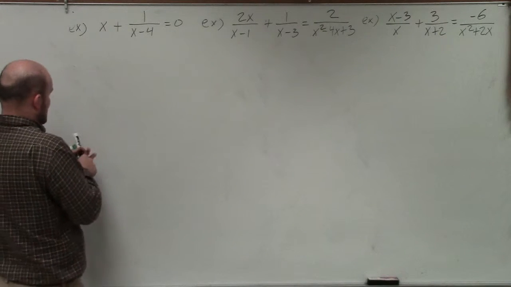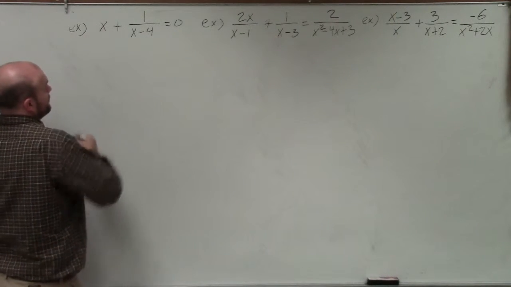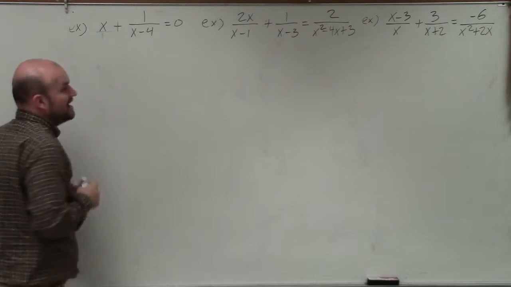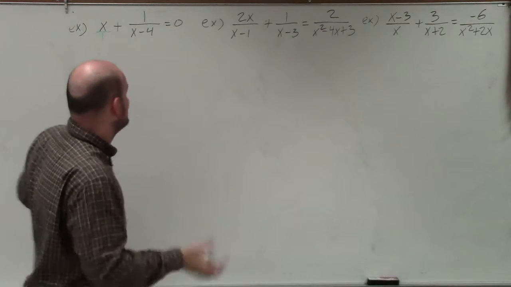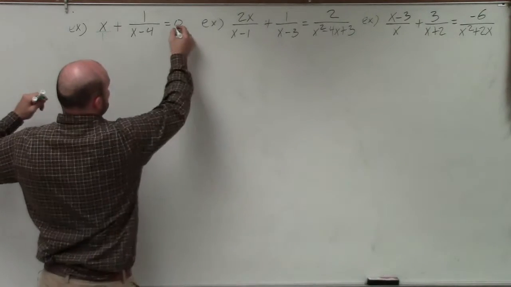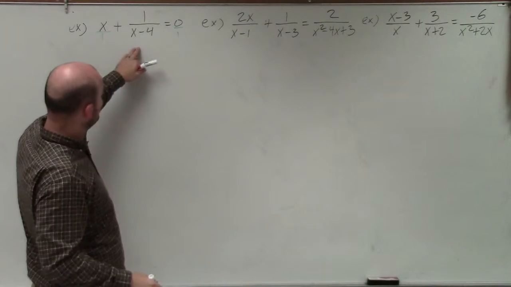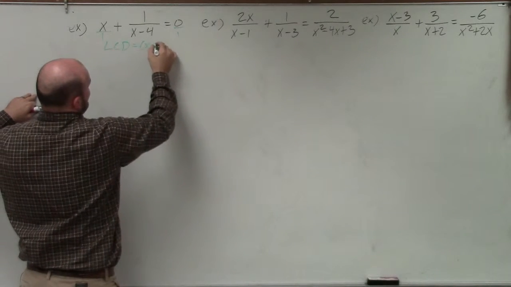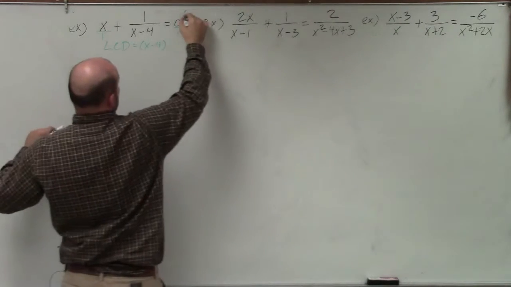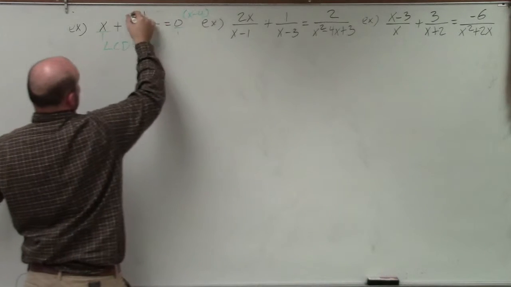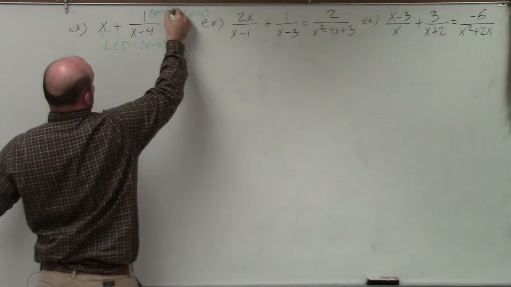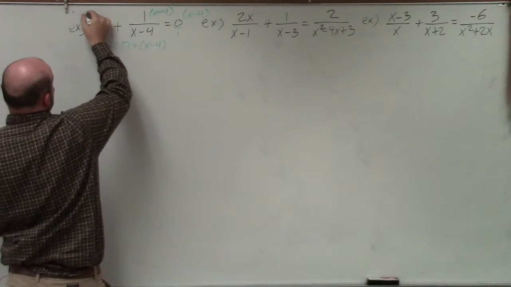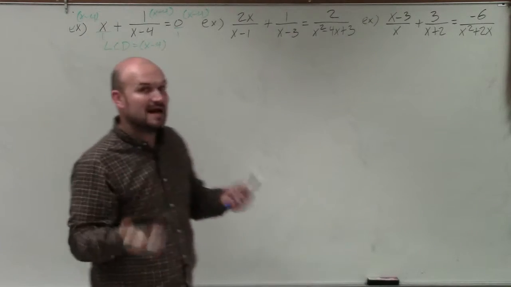So in this first example here, you can see that I have x plus 1 over x minus 4. Well, I can always rewrite x as x over 1. Therefore, you can see the denominator here, and you could write 0 as 1 over 1 as well. But you can see here in the denominator, my LCD in this problem is just going to be x minus 4. So what I'm going to do is multiply every single term in my equation by x minus 4. And the reason why I'm doing that is that's going to now eliminate my denominator.